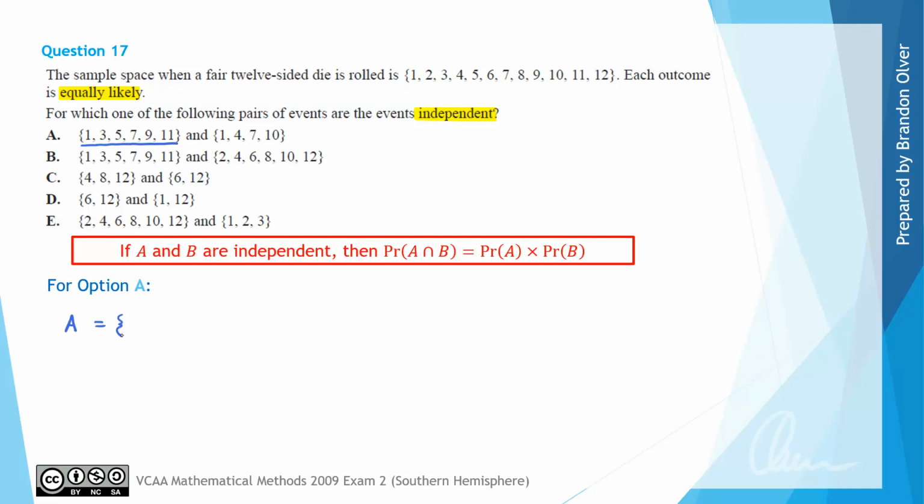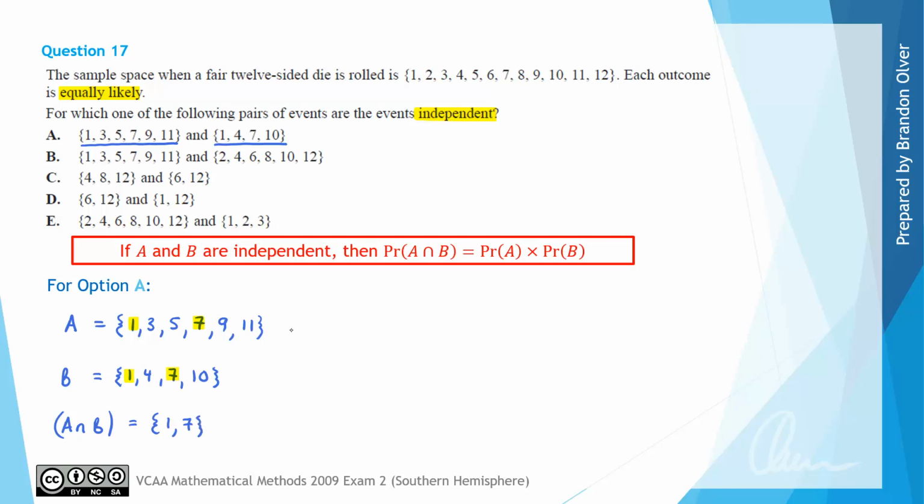So that is the set of 1, 3, 5, 7, 9, and 11. Event B, I'm going to set up to be the second list that's given. So that is the list of 1, 4, 7, 10. And then I'm also going to calculate the event that is A intersecting B, which is going to be the set of outcomes that are common to both. So if I just get a highlighter out, we can see that 1 is in both of them, 7 is in both of them, and 4 and 10 don't appear in list A, so they're the only two events that are not common to both. So A intersecting B will just be 1, 7.